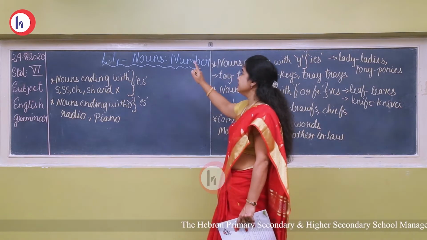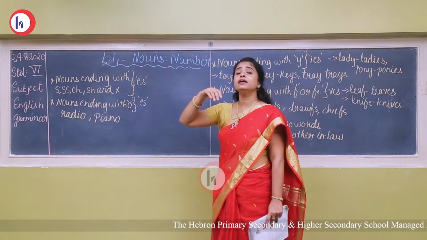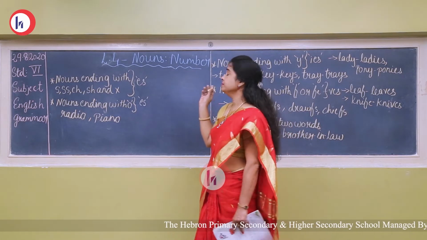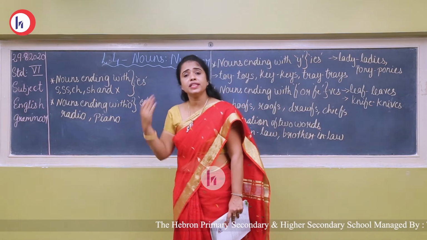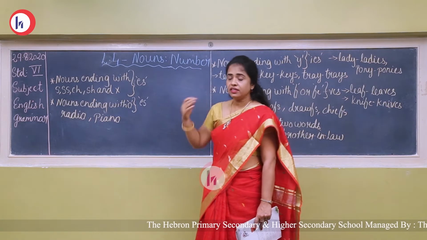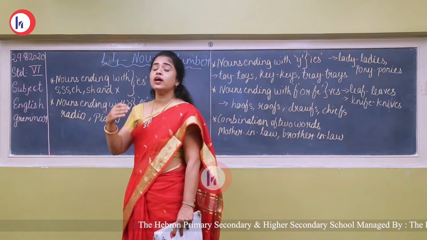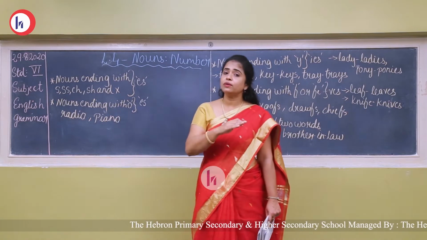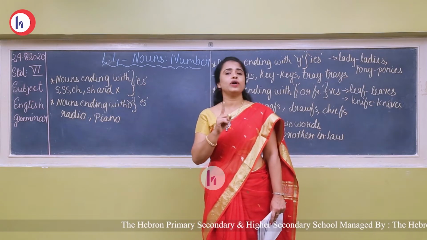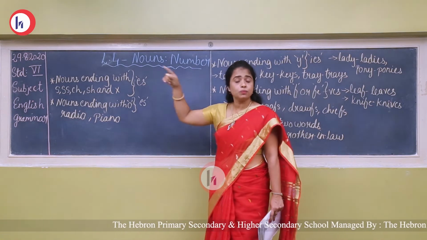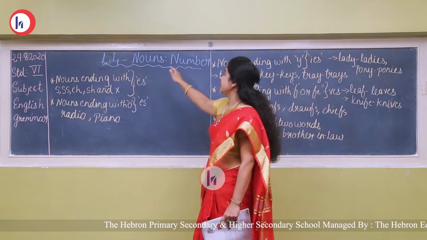So it is known as a singular noun. The other one is the plural noun. So what is a plural noun? The noun that refers to more than one person, place, animal or thing. In short, it is more than one. The singular noun refers to only one person, but the plural noun refers to more than one person. So that is a plural noun.